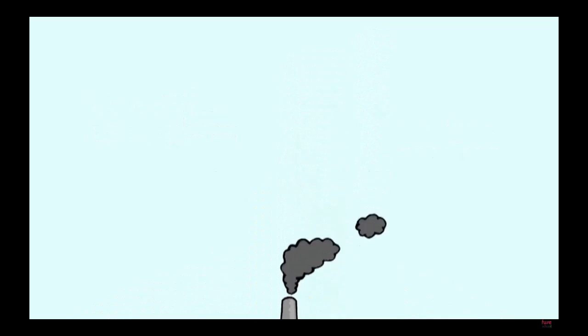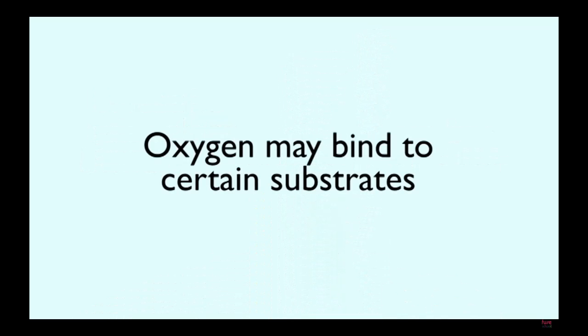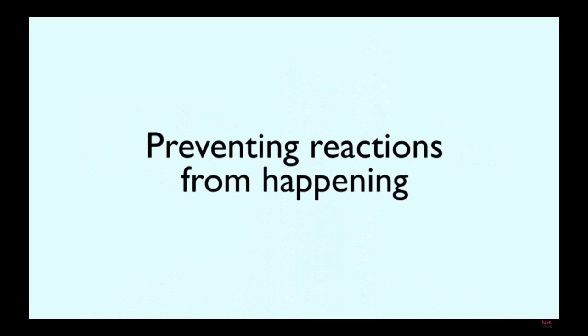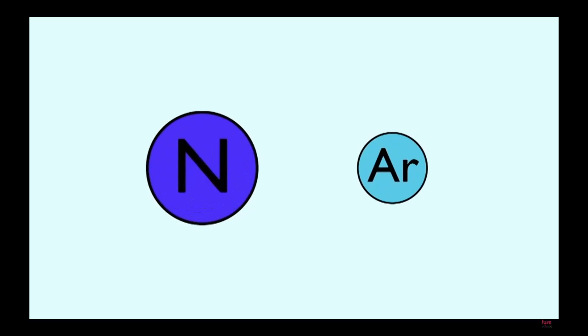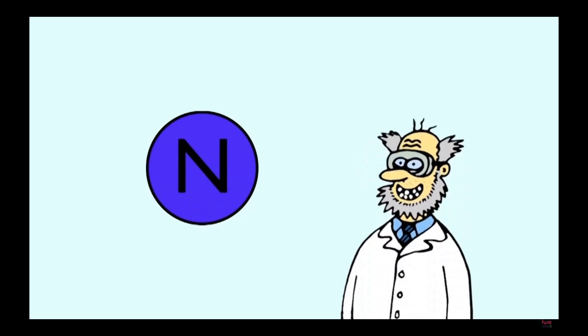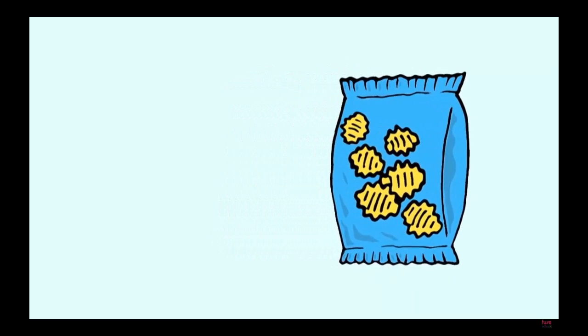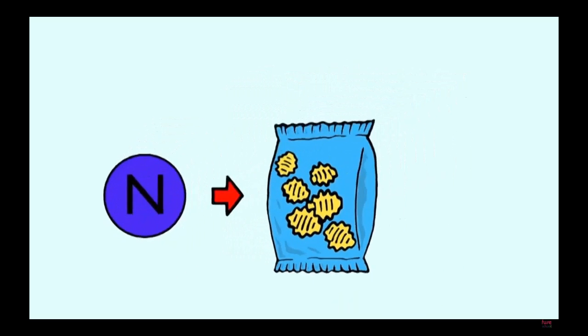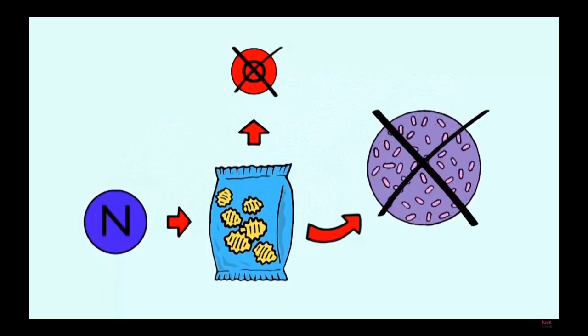This is because unwanted oxidation reactions may occur, or oxygen may bind to certain substrates and prevent a reaction from happening. These reactions are conducted under a nitrogen or argon atmosphere. Nitrogen is cheaper than argon and more readily available, and would therefore be the choice atmosphere for industrial chemists in such scenarios. The next time you purchase a bag of chips or crisps, notice how the bag is rather puffy. The gas inside the bag is actually nitrogen. As much oxygen as possible is removed, to prevent bacteria from growing, thereby increasing its shelf life.